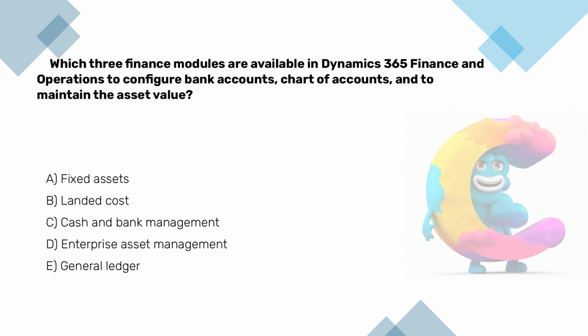Which three finance modules are available in Dynamics 365 Finance and Operations to configure bank accounts, chart of accounts, and to maintain the asset value? A. Fixed assets. B. Landed cost. C. Cash and bank management. D. Enterprise asset management. E. General ledger. Okay, now pause the video here, have a bit of think, and then continue when you are ready.